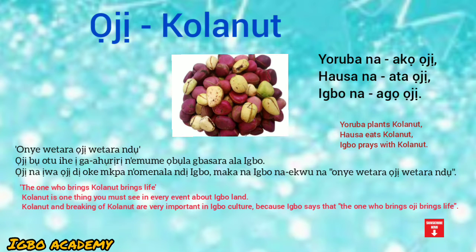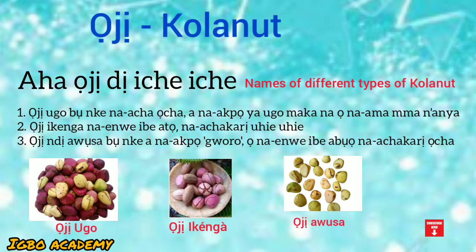So the Kolanut is very important in the Igbo land. You break it into segments. So if there's a Kolanut that you can't break into segments in Igbo land, you don't eat it. If you break it into segments and it's up to 7, it is a very good omen. Some people even kill a fowl because the Kolanut was broken into 7 segments.